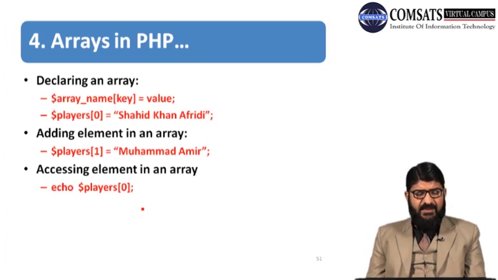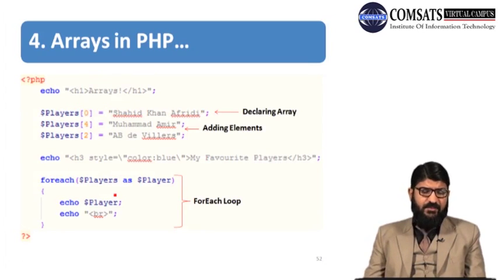The next one is adding or accessing an element in an array. An array can be accessed by its index. Like here we can see an example where it is written echo player and then array index 0 is mentioned. Whatever the value is on index 0 will be displayed. So let's see the output.